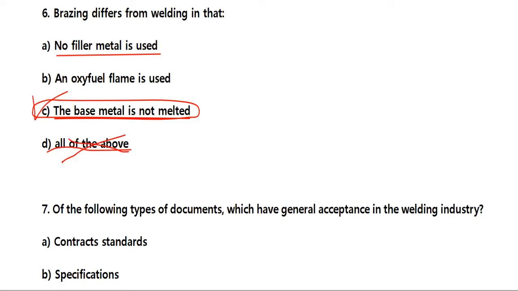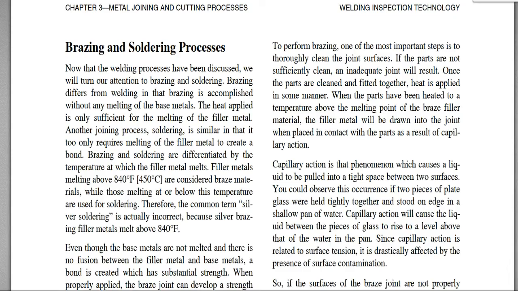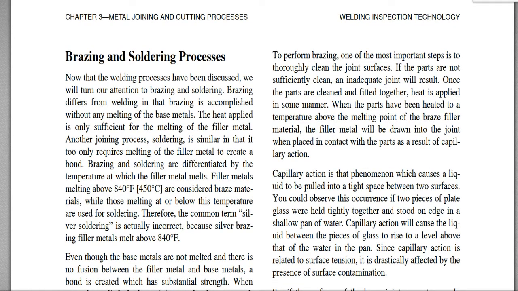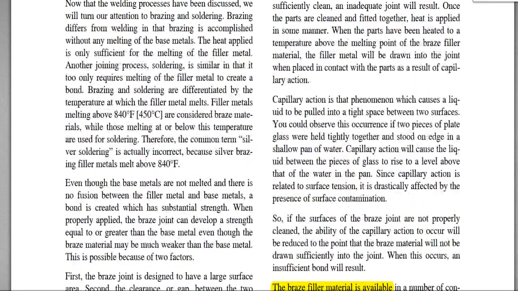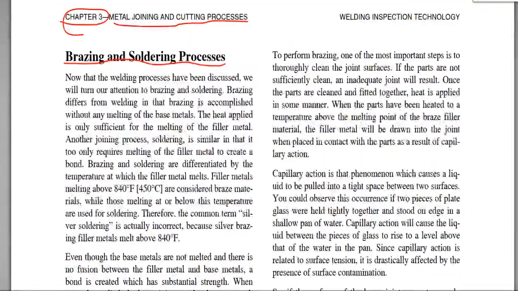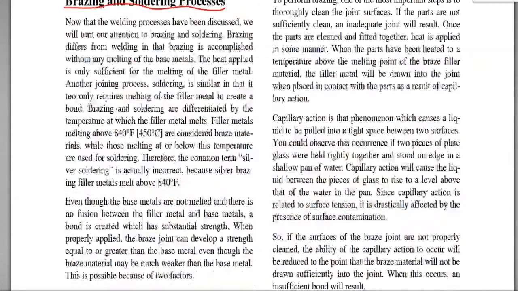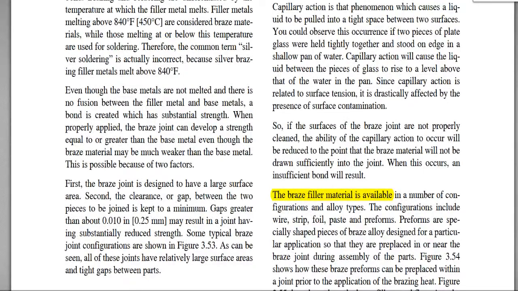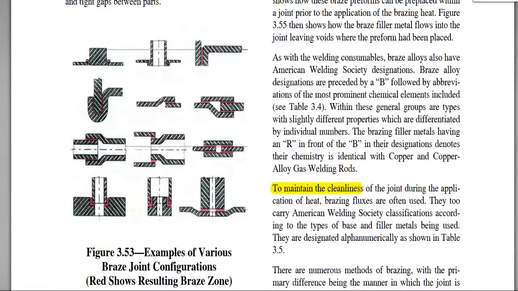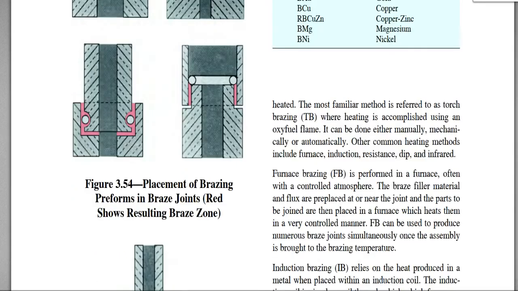Okay, let's go to the CWI book. This is chapter 3, metal joining and cutting processes, and brazing and soldering processes. Here there are a lot of good writings, but here, 1, 2, 3, 4 paragraphs. The brazed filler material is available. Filler material is existing. And to maintain cleanness is one of the conditions of brazing.